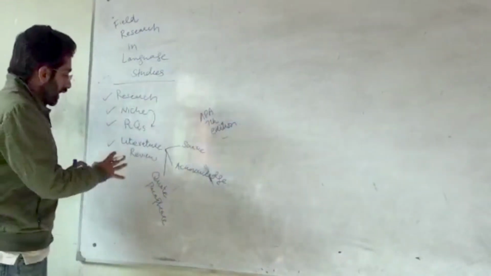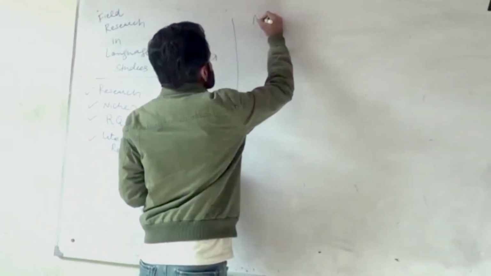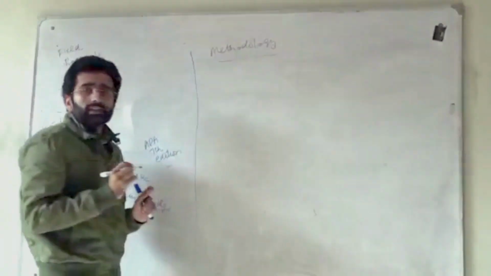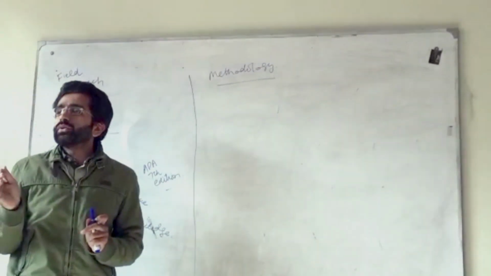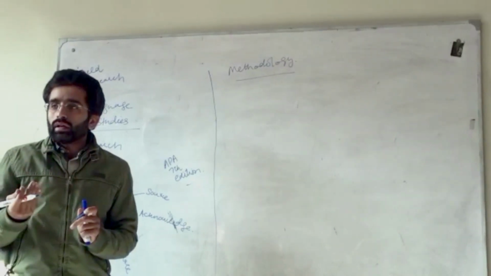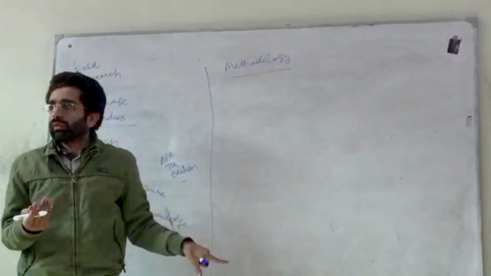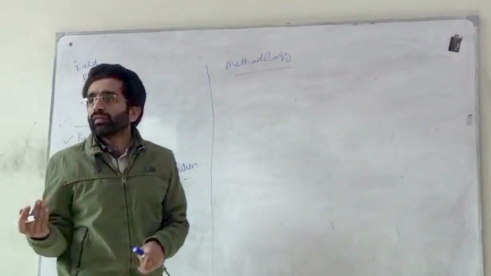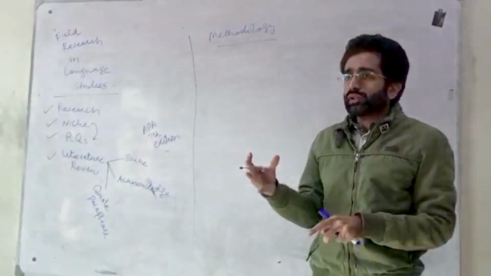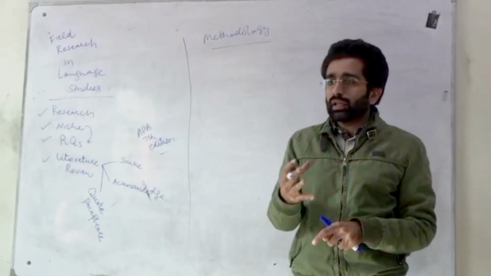So the next stage, after literature review, is methodology. This is the stage where you talk about how you are going to execute research. What are the steps that you are going to follow? So methodology is discipline specific. If it's literature, you will follow a different method to execute research. If it's language or linguistics, then you will follow another way to execute research.